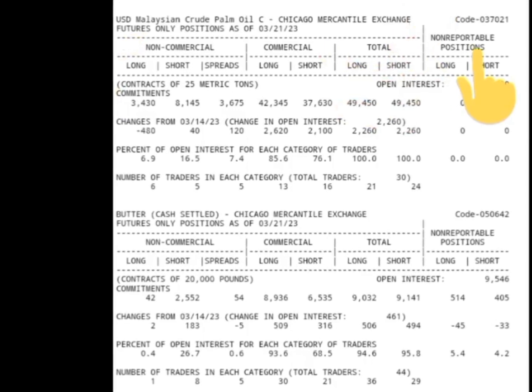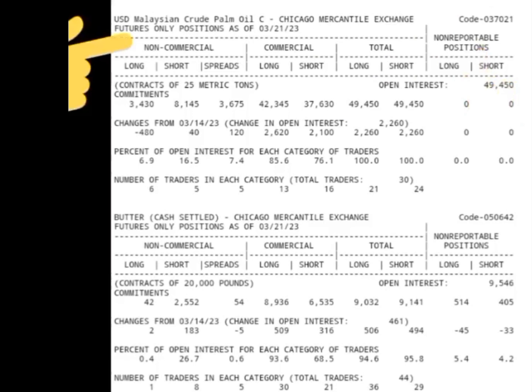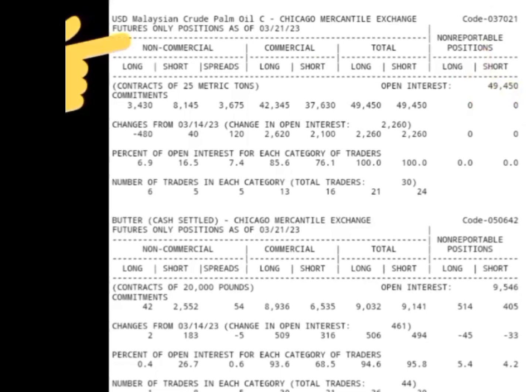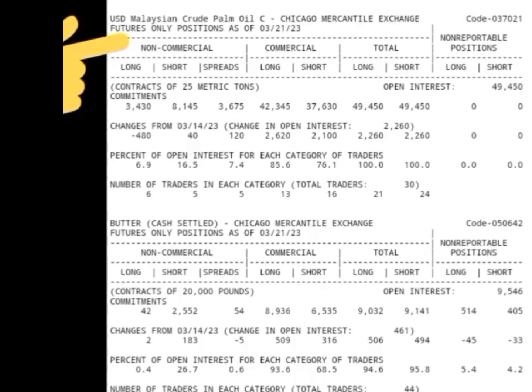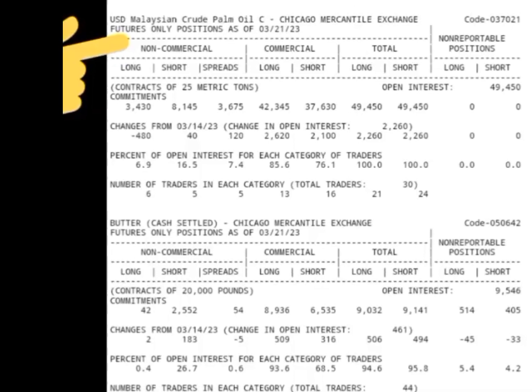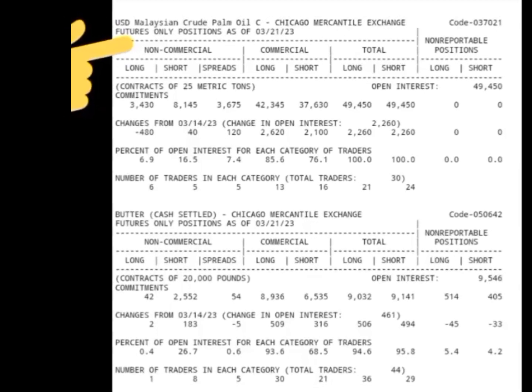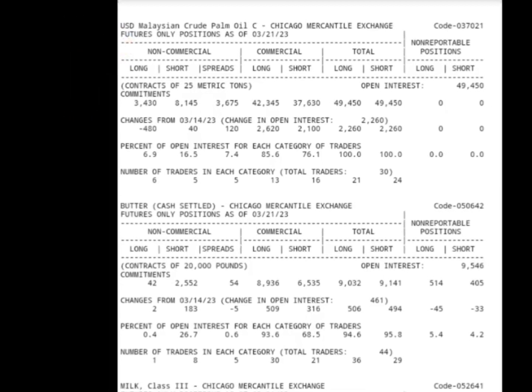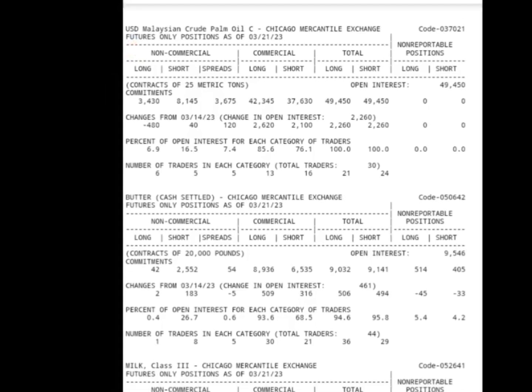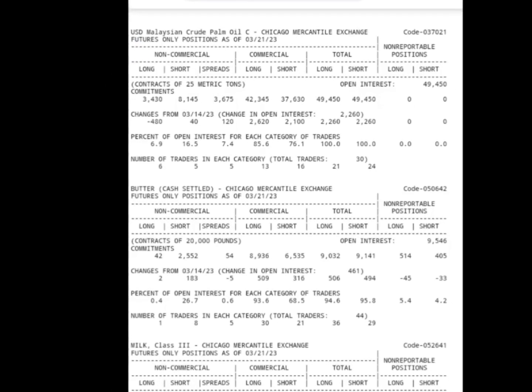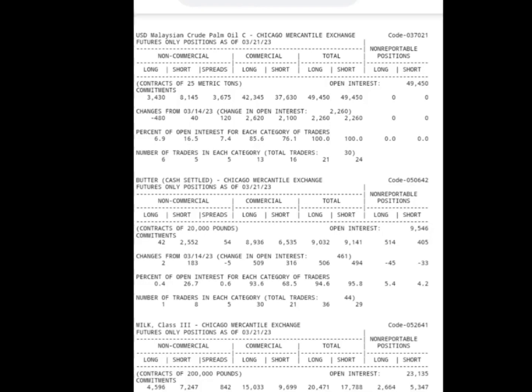Now look at the non-commercial. We're actually concerned majorly about the non-commercial here. I explained it in the first video. The non-commercial are the main banks, the main people that move the market, while the commercials are hedge funds and the like. So we are less concerned about them. Although we might look into their positions too, they're not as important as the non-commercials.